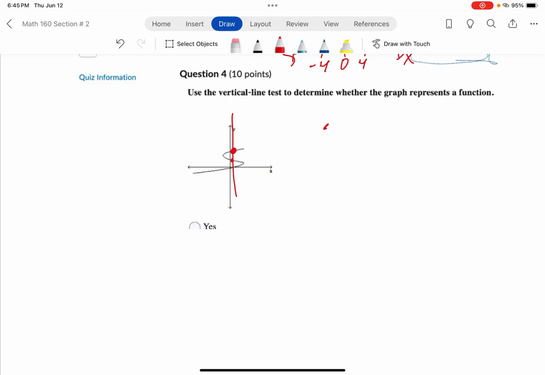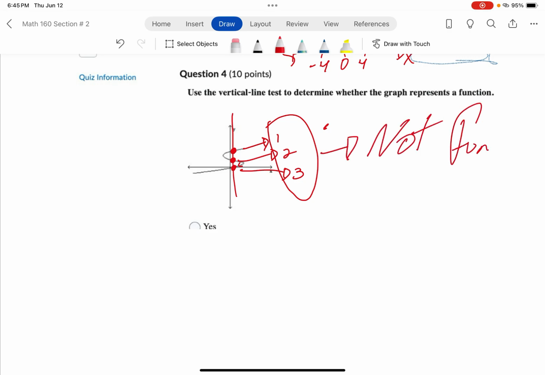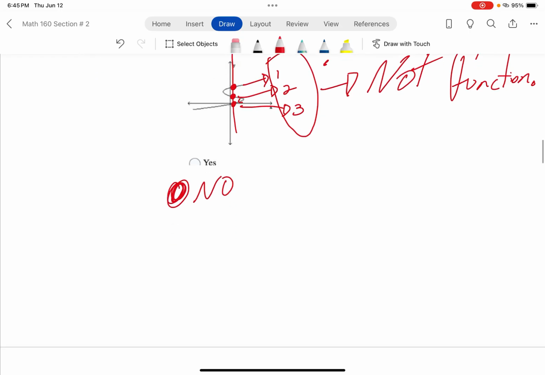should touch only one point to be a function. But here, if you see, it's touching more than 1 point. It's touching 3 points up here, 1, 2, and 3. Your answer will be no. This is not a function, because since the vertical line test touches more than 1 point, it is not a function. This is the answer for this. No. We will say no here. And here, this is the answer. No. So let me continue with the next one.